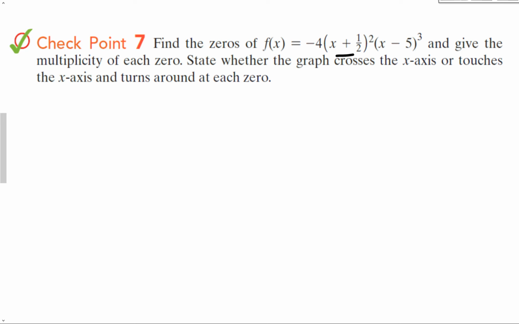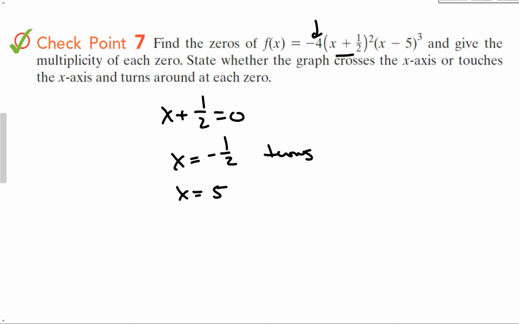Okay? Not a zero, no variable. X plus 1/2 squared. Please don't get confused with this. Just set it equal to 0. So x is going to be equal to negative 1/2. And that happens twice. So this graph turns at this 0. And x is going to be equal to a positive 5. And because it happens 3 times, it's odd, so it's going to cross. But it doesn't cross in a straight line. It flattens out and goes through kind of like a cubic.